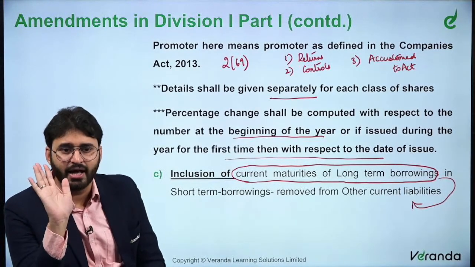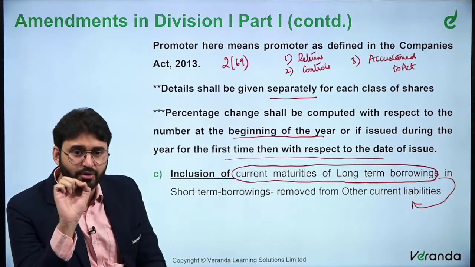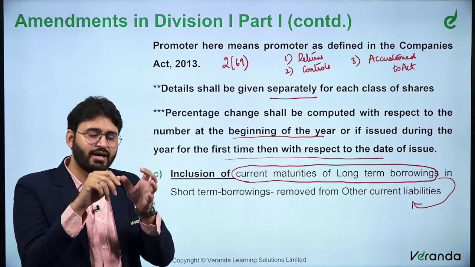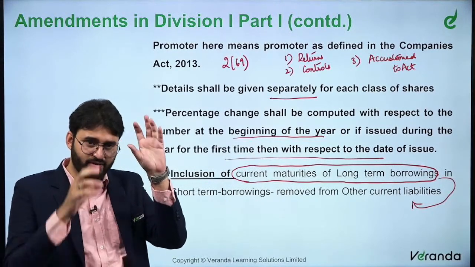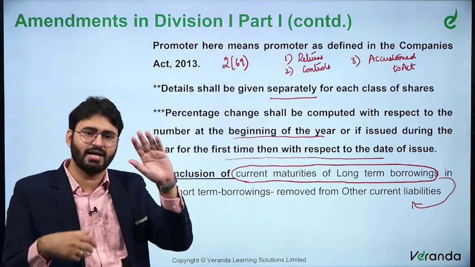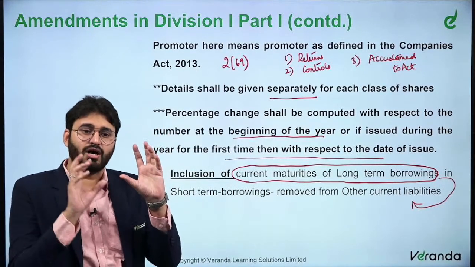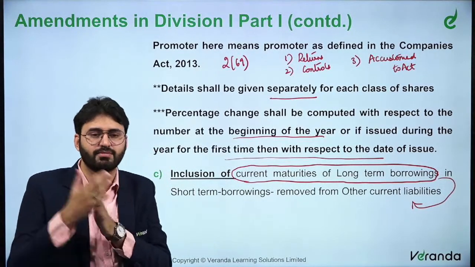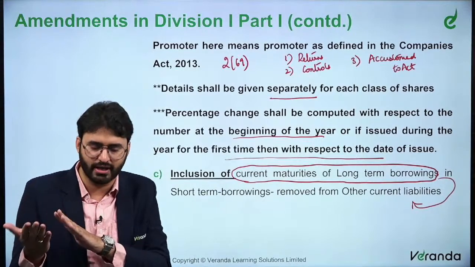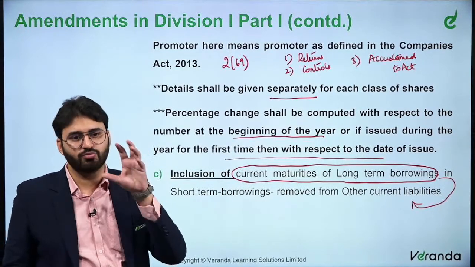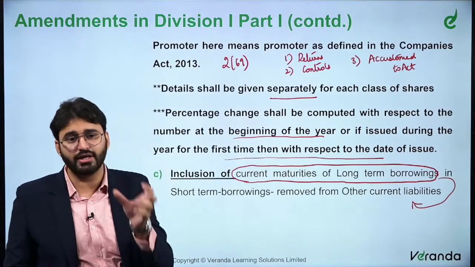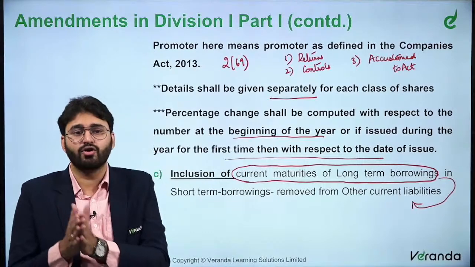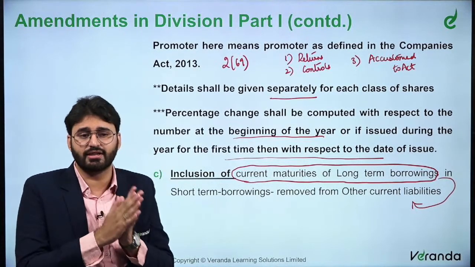Now they have omitted that. Instead, they have said, nothing doing, you put it in short-term borrowings. If you look at your balance sheet, you will have other current liabilities, trade payables, etc., and you will have short-term borrowings. So now you need to reclassify. It will apply even for the prior year, that is 31st March 2021, which you will have to reclassify accordingly. This current maturities of long-term borrowings will have to be reclassified as short-term borrowings and not as OCL. Previously it was classified in OCL.